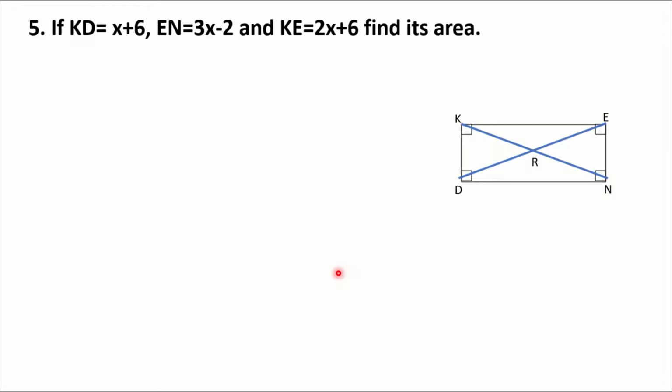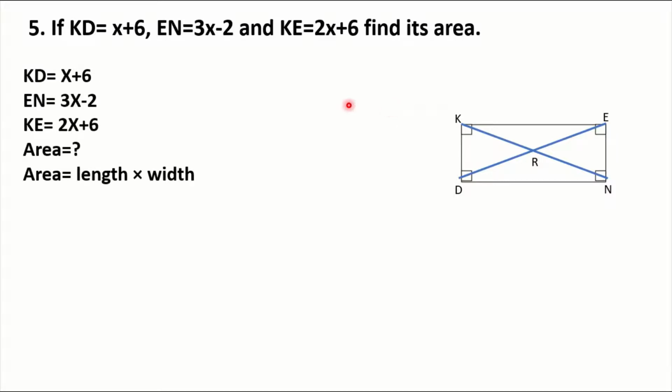Okay? Last, number 5. Number 5 is if KD is x plus 6 and EN is 3x minus 2 and KE is equal to 2x plus 6, find its area. So, hinahanap natin ngayon yung area. How are we going to get the value of the area? What is the formula of the area of a rectangle? So, yun yung mga tanong natin.